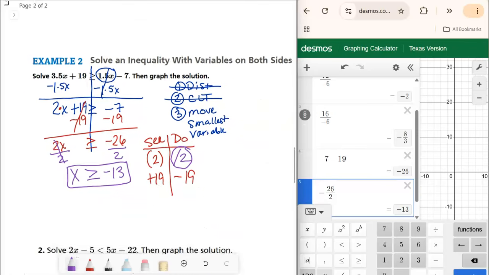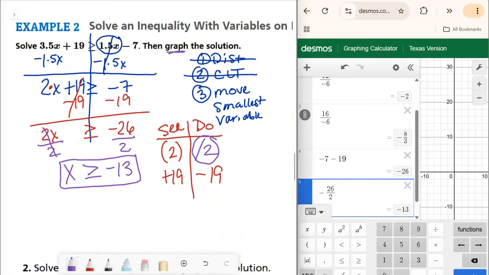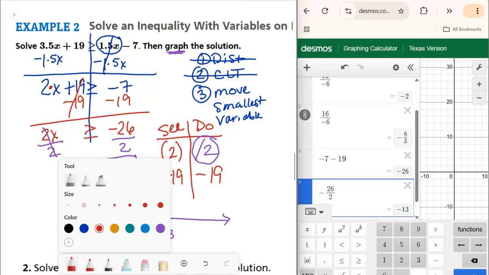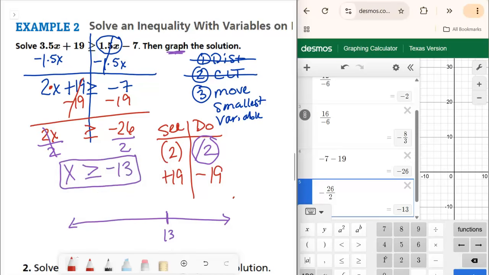So that means, and it also tells me to graph the solution. So I know I'm going to start at negative 13. And it's going to have a closed circle because it equals to it, closed circle. And it says greater than or equal to, so I'm shading to the greater numbers.